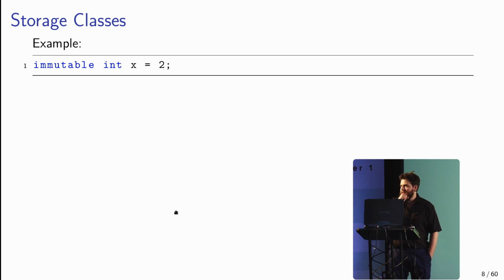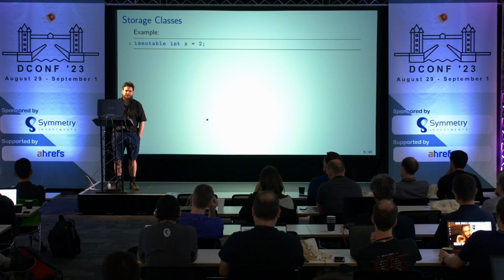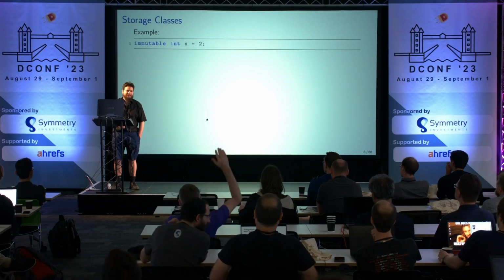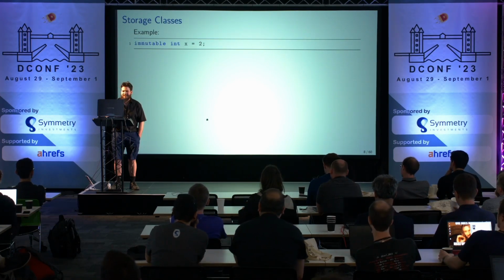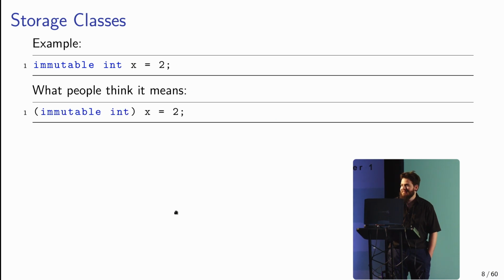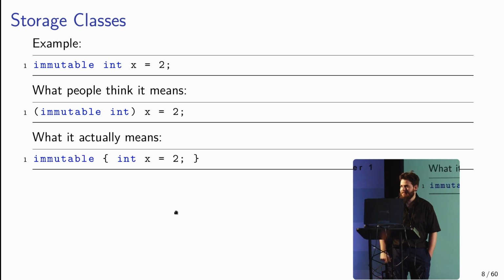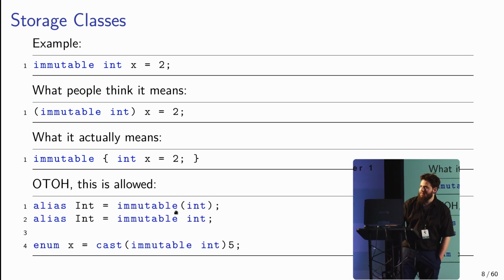Indeed, there are also storage classes. So who here thinks this is saying immutable int? A few suckers, okay. Well, actually, yeah, that's usually what people think it means. What it actually is saying is this is an immutable int x equals 2. This is also a bit confusing because you can actually write the type immutable int. That's just not how this is parsed, right? So if you have this kind of storage class, it applies to the entire declaration, not to the return type.